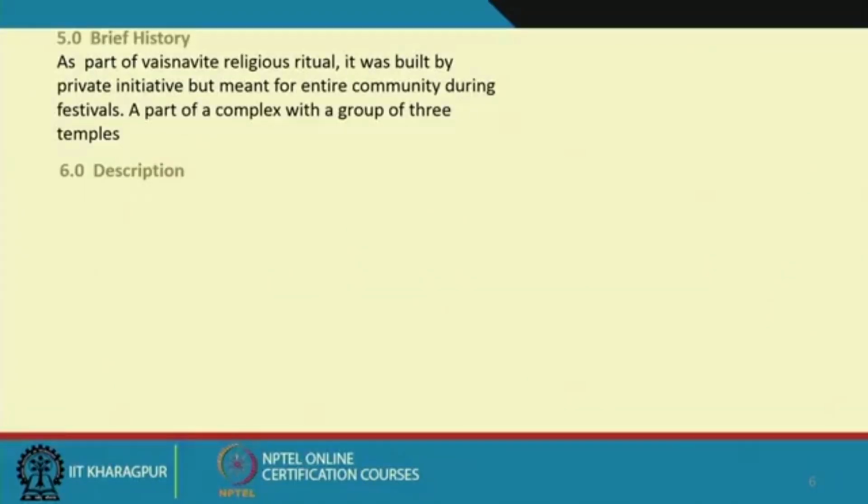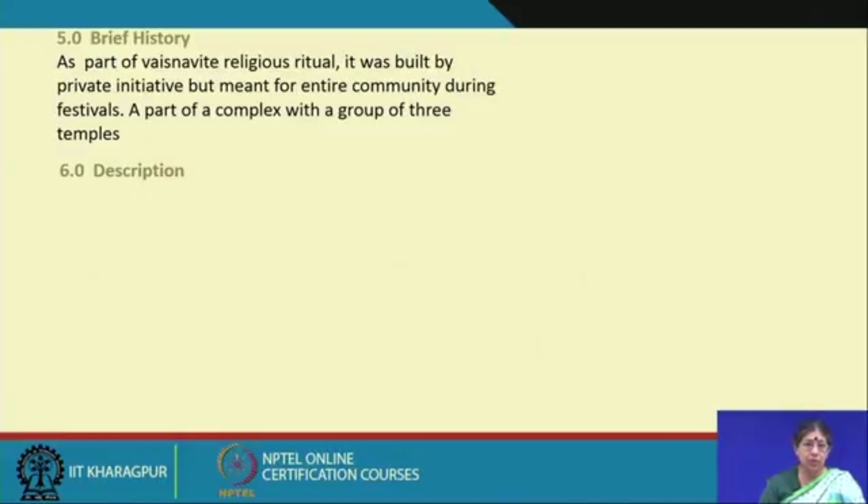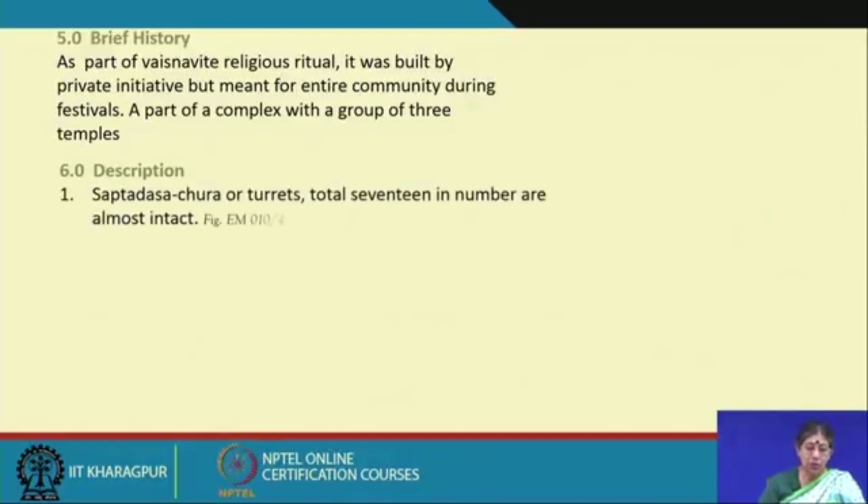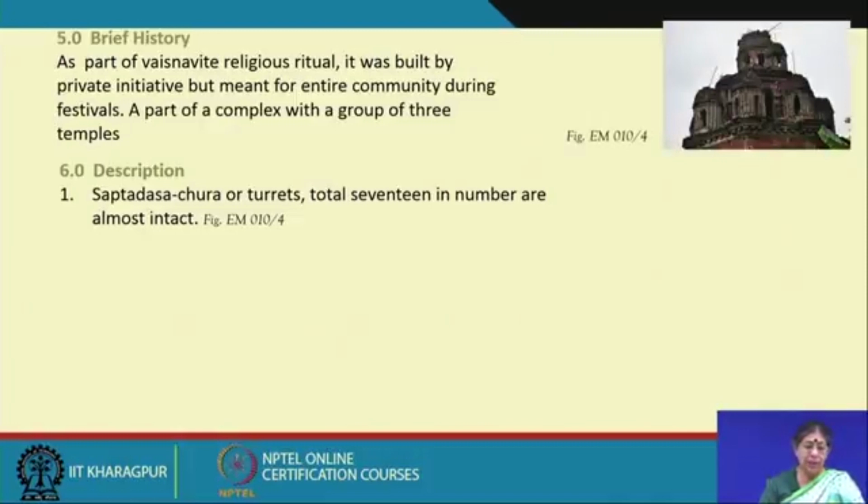Then comes the description. One also has to start with a brief description of that. As I said, that is a very preliminary investigation, and in the first step it says it is a Shaptadarsh chura or terrace, total 17 in number, almost intact. This chura or terrace, referring to David McCutcheon's book, is a very significant feature. There can be different numbers of terraces, 10, 11, 12, 13, 17 and others. So, this comes under a particular category where 17 terraces were there on the top, and there are also further subdivisions or sub-classifications, which again can be referred to.